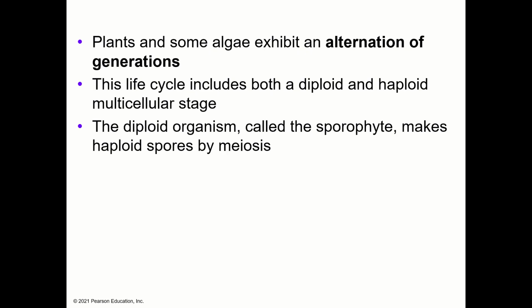Plants and some algae exhibit an alternation of generations. This life cycle includes both a diploid and haploid multicellular stage. The diploid organism, called the sporophyte, makes haploid spores by meiosis.